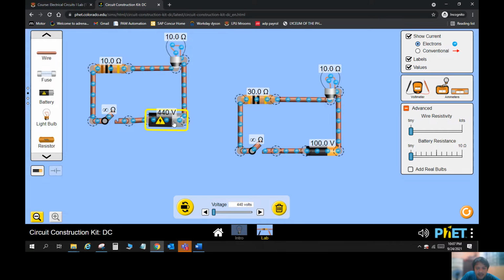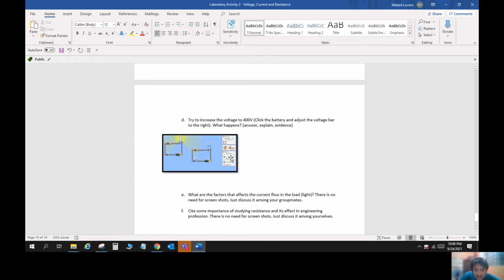Yung 100 volts ang gamit ko. Kaya, same lang sila ng reaction dito sa 10 ohms at sa 30 ohms. Kumbaga, hindi siya magbabago as long as ang ino-observe natin ay yung resistors lang. Pero this one, ino-observe naman natin yung reaction ng current dun sa voltage pag mas mataas. So dito lang tayo nakafocus, kaya ayun na lang po yung ating gagawin.